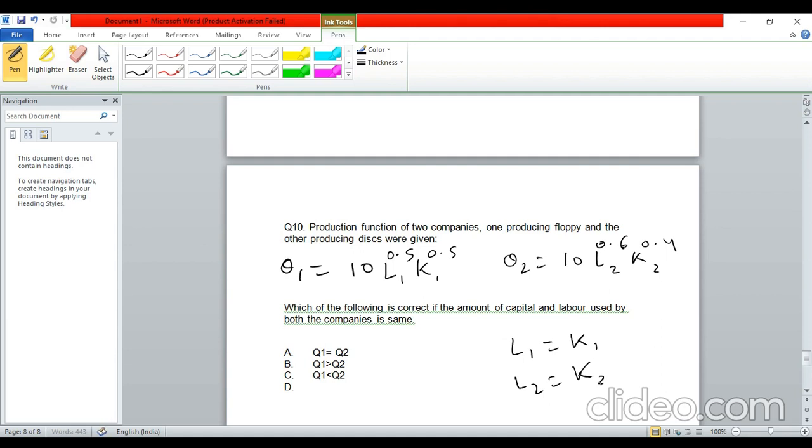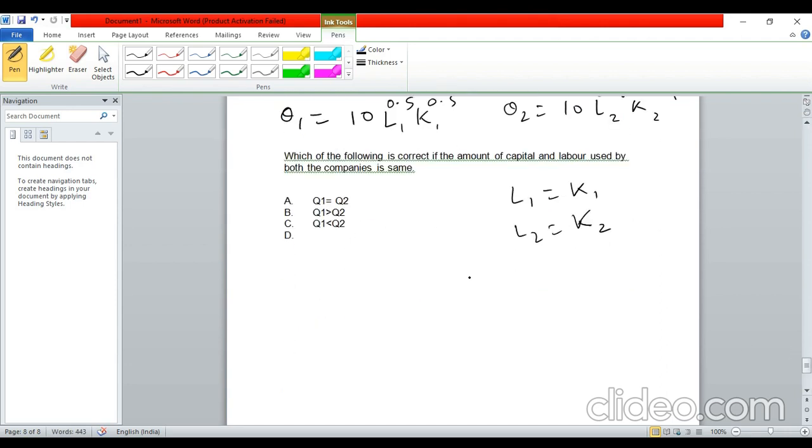Now here, if L1 is equal to K1, what can you write Q1 as? This will be 10 L1 to the power 0.5 and L1 again to the power 0.5, because L1 is equal to K1. So you can write this as 10 L1, because 0.5 plus 0.5 will add and come out as 10 L1.